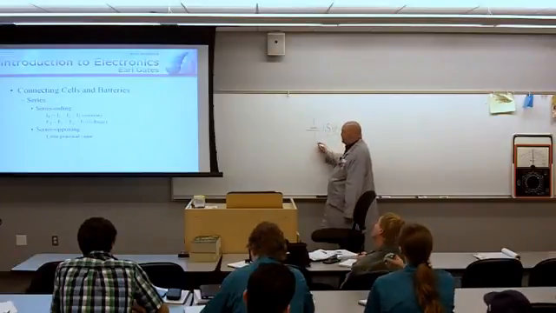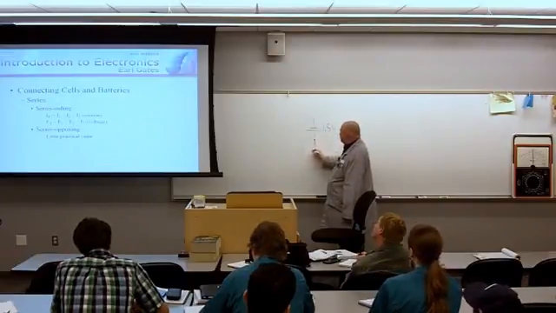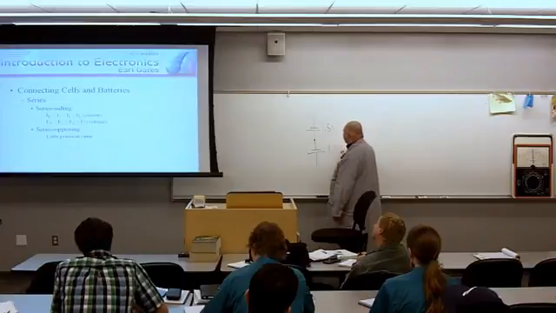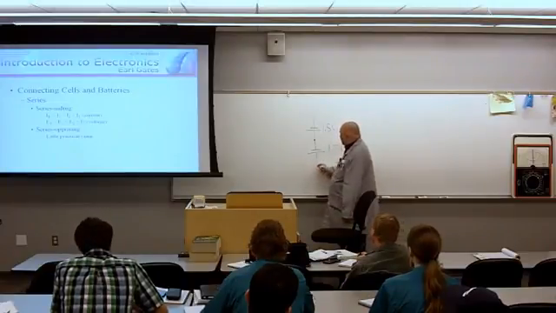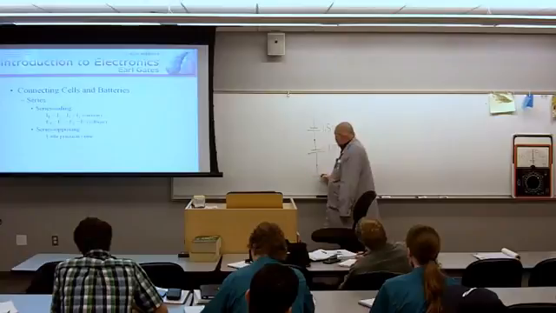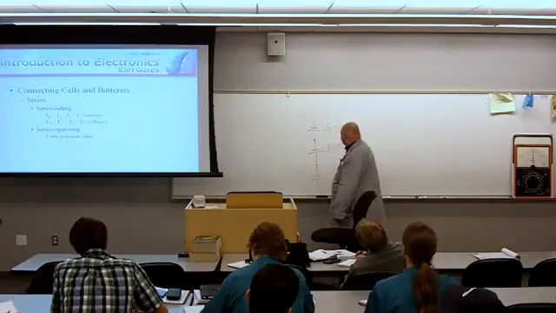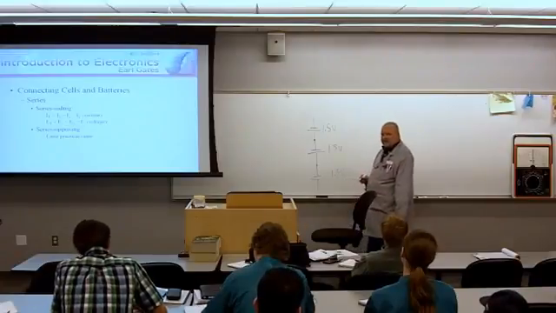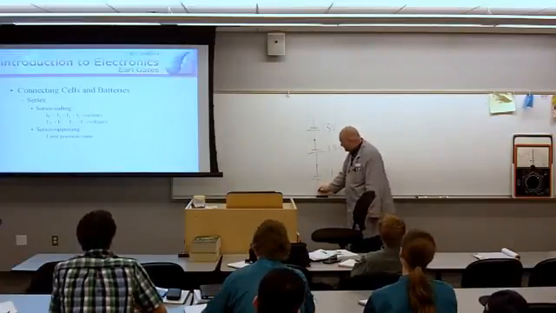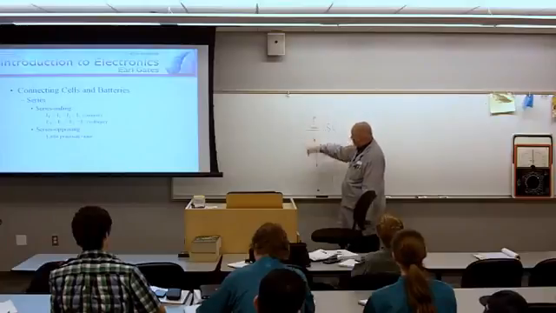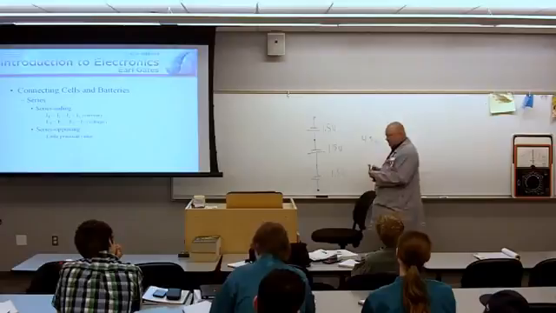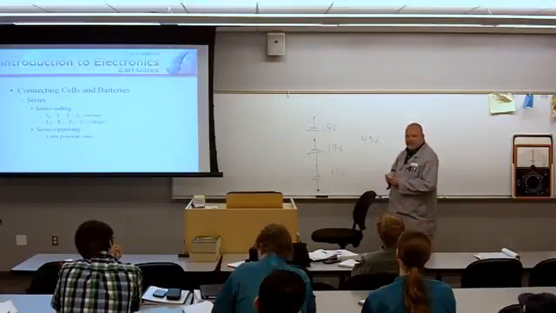1.5 volts. So if I connect it to another cell, I can assume that this is 1.5 volts. And if I go ahead and even connect a third cell down here, I can assume that this is 1.5 volts. What am I up to right here? What's my total voltage from this point to this point? Okay, very good. 4.5 volts. Does everybody see that?